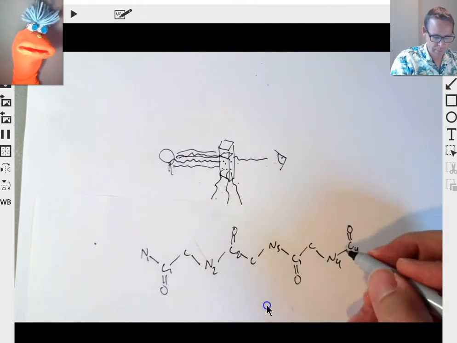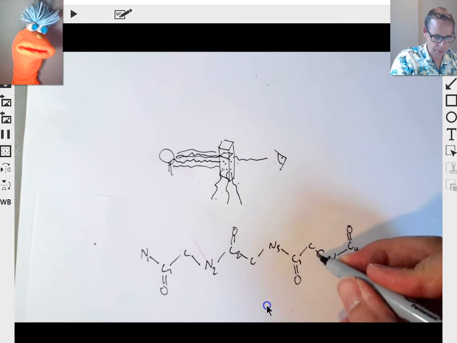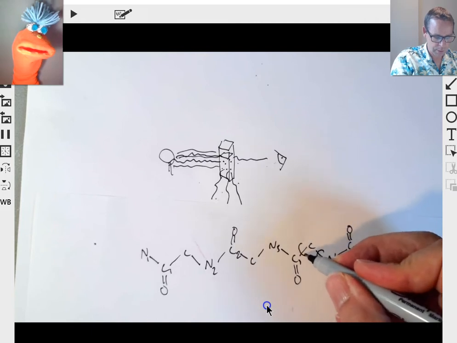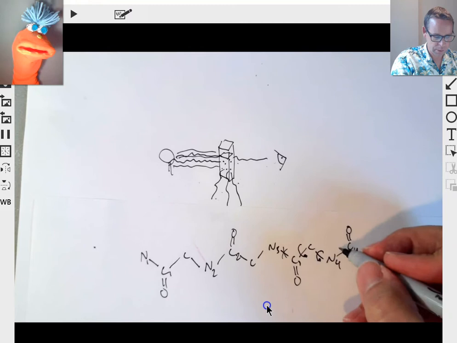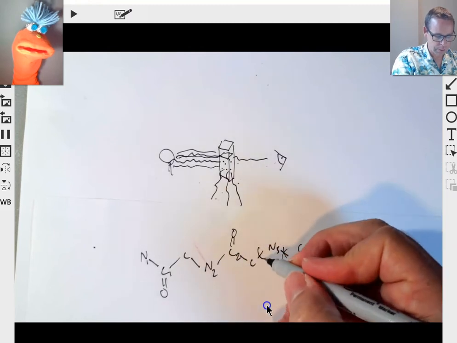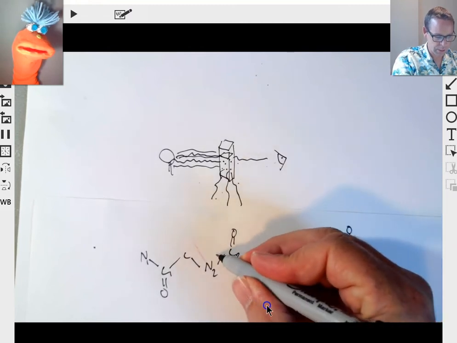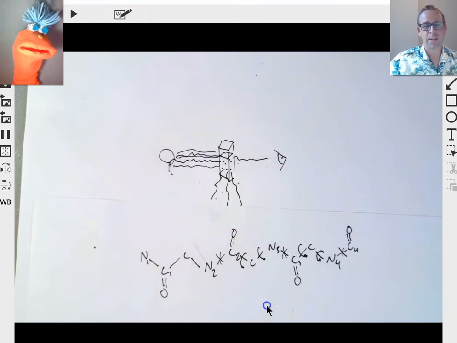So you have, again, free rotation here, but not free rotation there or there. Free rotation here, but not free rotation there. And so this limitation limits the number of configurations that a protein can fold into.